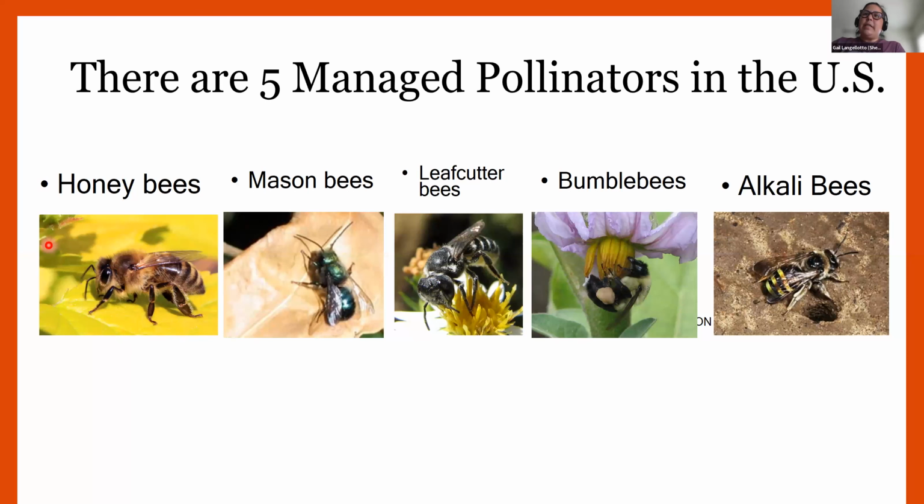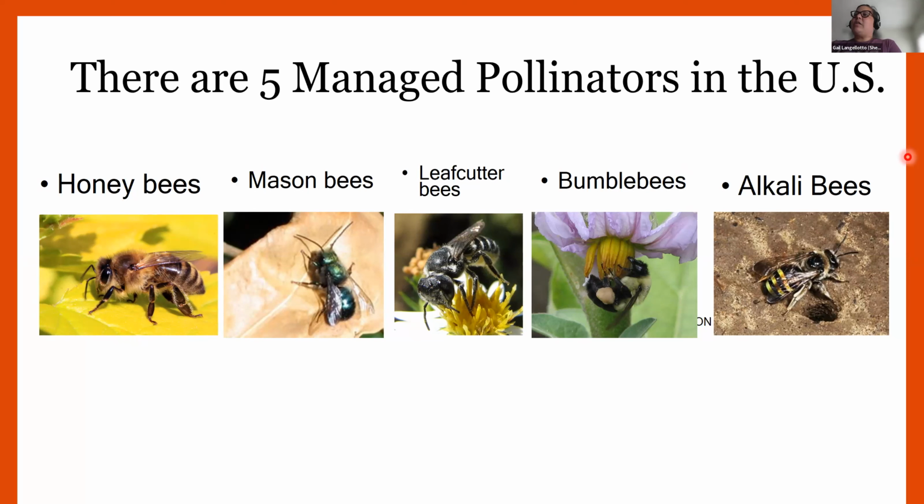In the United States, there are 5 species of managed pollinators, the most abundant of which is the European honeybee. We also have mason bees in the genus Osmia. We have alfalfa leafcutter bees, Megachile rotundata. We have bumblebees, of which one species has been commercialized so that we can actually get them to nest in discrete structures and then sell them to folks that need their pollination services.